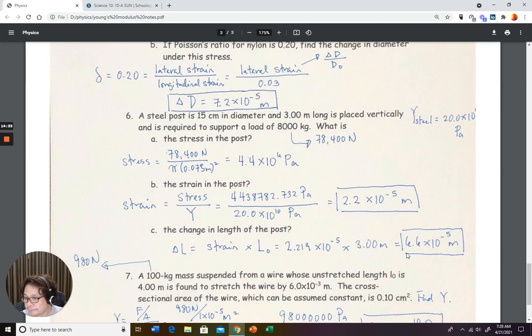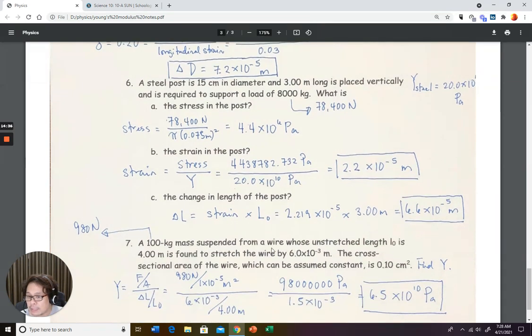Number 7. A 100 kilogram mass suspended from a wire whose unstretched length is 4.00 meters is found to stretch the wire by 6.0 times 10 raised to negative 3 meters. Now, the cross-sectional area of the wire, which can be assumed constant, is 0.10 cm squared. So of course, itong 0.10 cm squared, we have to convert that to meter squared.